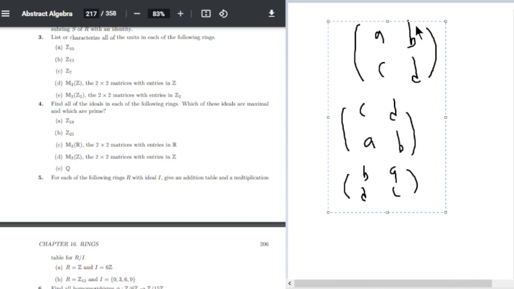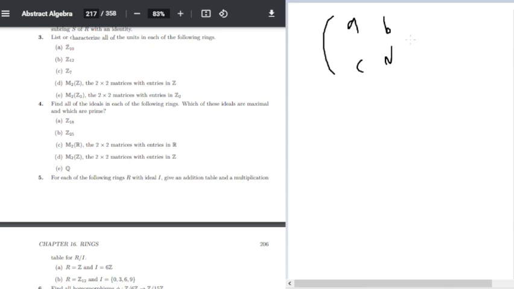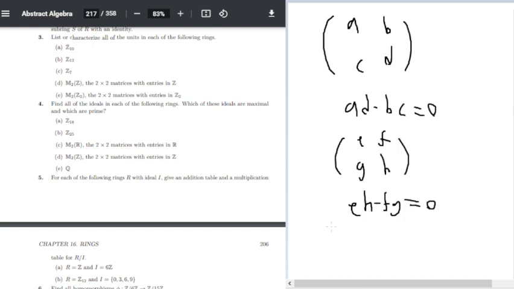Suppose we have A, B, C, D, and note that AD minus BC is equal to 0. And suppose we have a matrix E, F, G, H, such that EH minus FG is equal to 0. Is there a matrix that takes ABCD to EFGH if A is not the 0 element? Not necessarily.